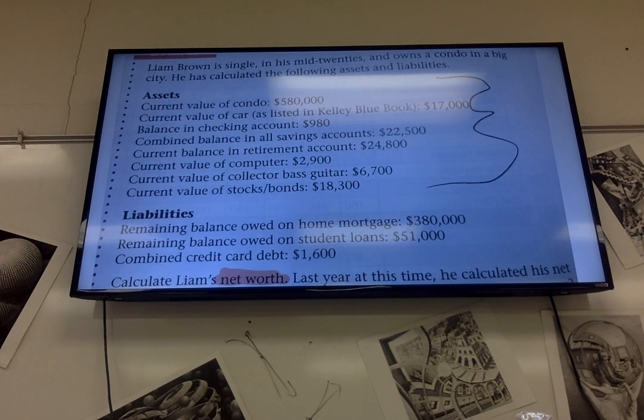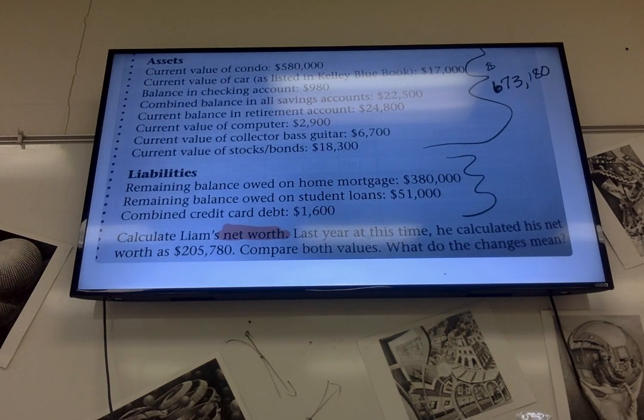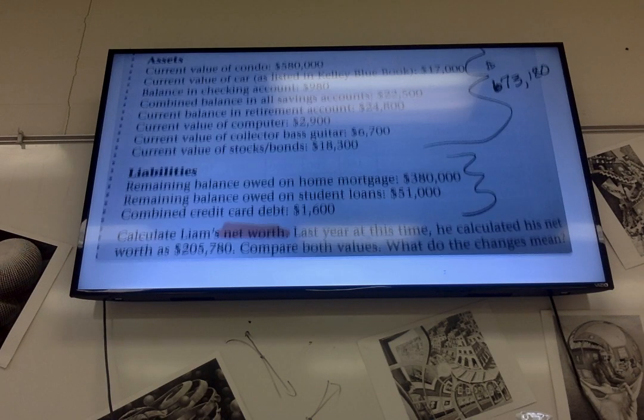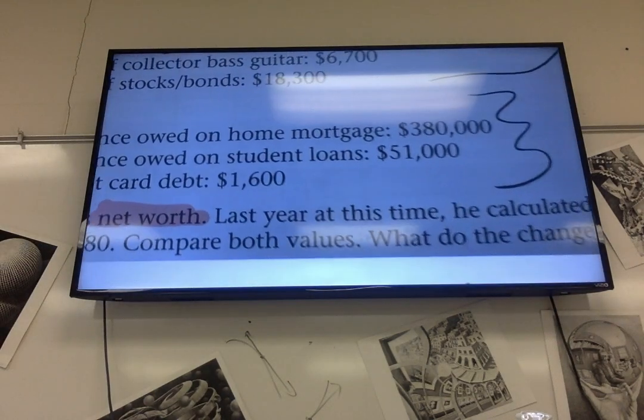What did you guys get for his assets? $673,180. Yep, that's what I got too. $673,180. If you didn't get that, it's probably I just hit a button wrong. Anybody do liabilities yet? Liabilities are the other ones. That's how much you owe. You need me to make that bigger? It's fine. Okay.